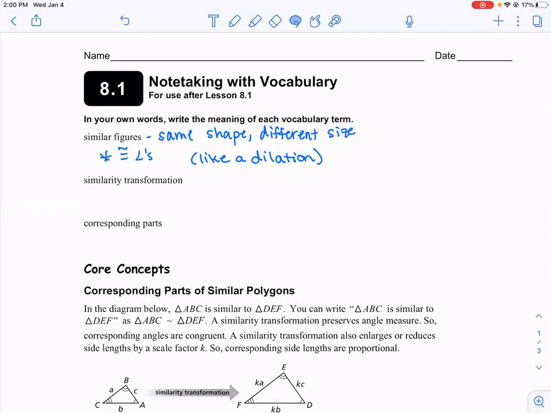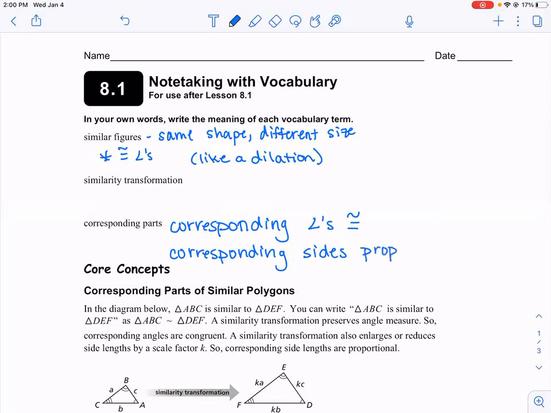Okay. Now, when we have similar figures, okay, our corresponding angles are going to be congruent, but our corresponding sides are going to be what? Yes, proportional. Proportional, what does that have to deal with? Ratios.